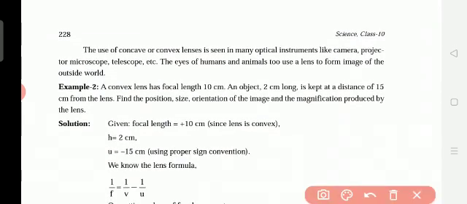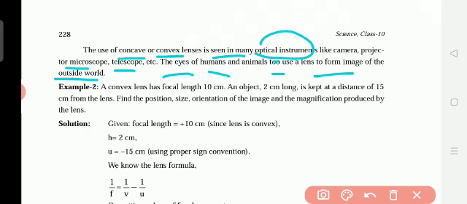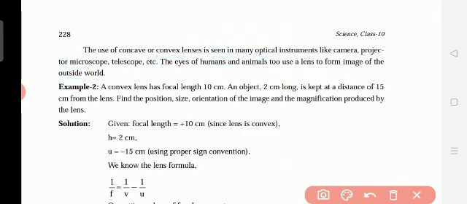So the use of concave or convex lenses is seen in many optical instruments. Optical instruments means things like a camera, projector, microscope, telescope etc. All these things are called optical instruments which help us to see. The eyes of humans and animals too use a lens to form an image of the outside world. So in our eyes also lenses are there. Those lenses help us to see the images. So which lens is present in our eyes? Convex lens is present.